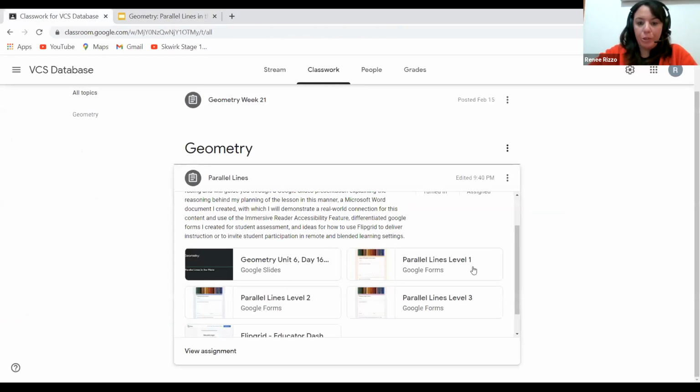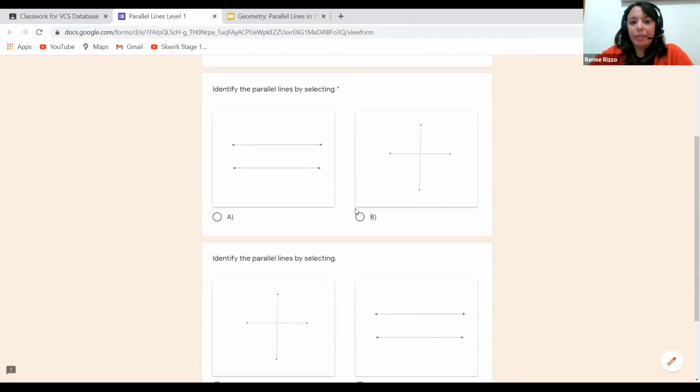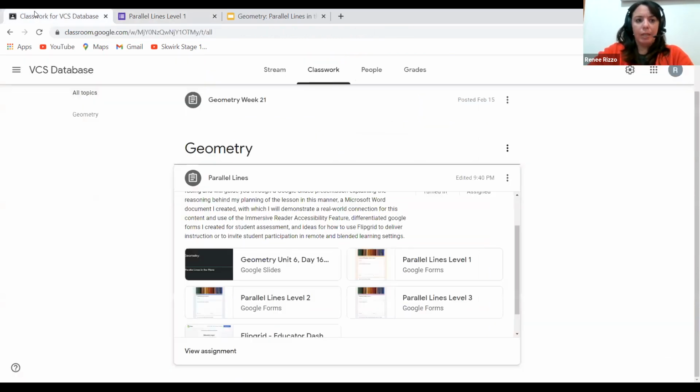So now I want to show you 3 different levels of Google Forms that I created for student assessment. So our level 1 would be for students to identify parallel lines by selecting the picture. And for the second question, it's actually the same question, but the choices are reversed to see if students really understand the topic or if they're just guessing.